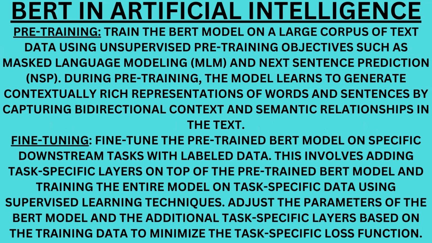Pre-training. Train the BERT model on a large corpus of text data using unsupervised pre-training objectives such as masked language modeling (MLM) and next sentence prediction (NSP). During pre-training, the model learns to generate contextually rich representations of words and sentences by capturing bidirectional context and semantic relationships in the text. Fine-tuning. Fine-tune the pre-trained BERT model on specific downstream tasks with labeled data.